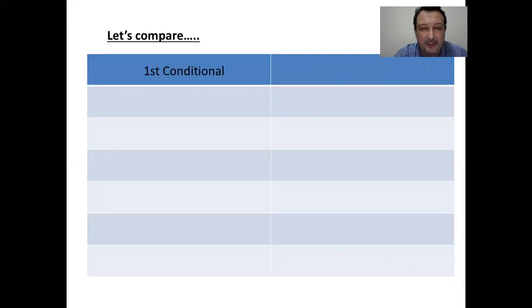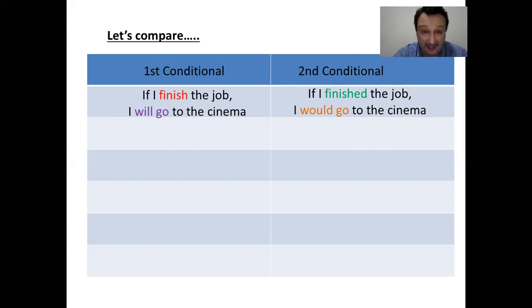Let's compare first conditional and second conditional. Okay, two examples, or one example. If I finish the job, I will go to the cinema. In this first example, if I finish the job, means that I have a high probability of finishing the job. I think I will finish the job, and if that happens, I will go to the cinema. In the second conditional, if I finish the job, I would go to the cinema. Here, I don't think I'm going to finish the job. I would go, this is fairly sure. This is like will, it's the same idea. However, the probability of me finishing is very low.